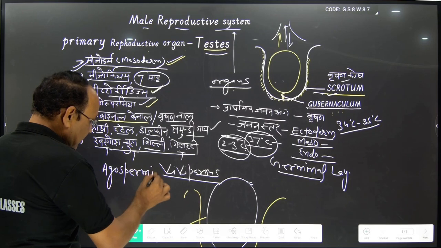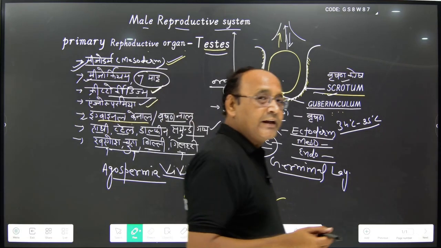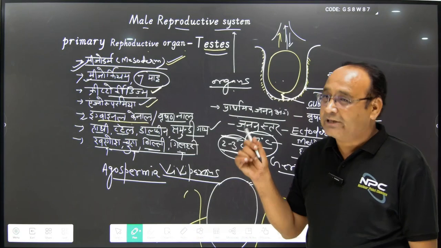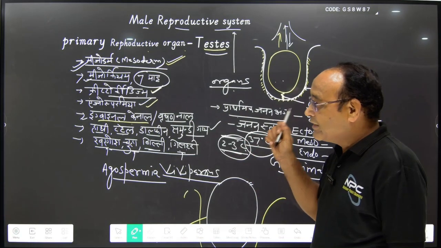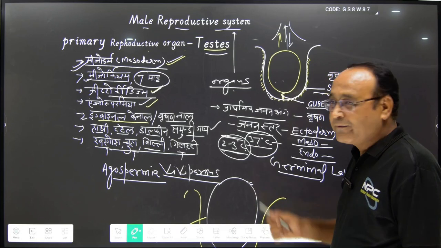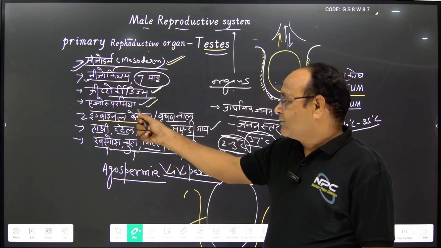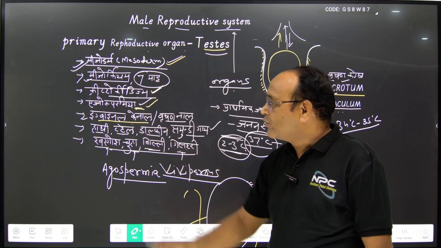What is azoospermia? Then your answer is, if testes do not come into the scrotum, in such a human being, sperm are not formed, and these human beings are sterile, and this condition is known as azoospermia.